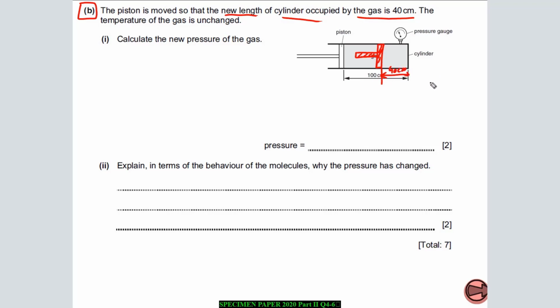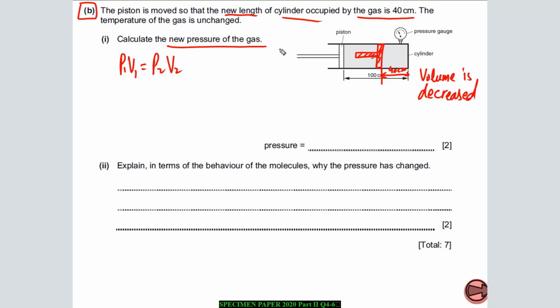In other words, we can also say the volume has been decreased. So this is one thing we need to understand. It's asking us to calculate the new pressure of the gas. This is quite a straightforward one. We need to use P1 V1 is equal to P2 V2. All the information is given in the previous part. We just need to plug in values here.